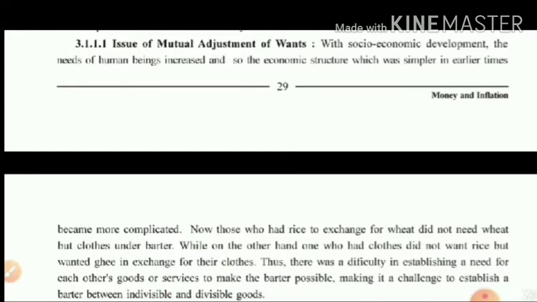It was also a challenge to establish barter between indivisible and divisible goods. Indivisible goods are goods you cannot divide, like animals.